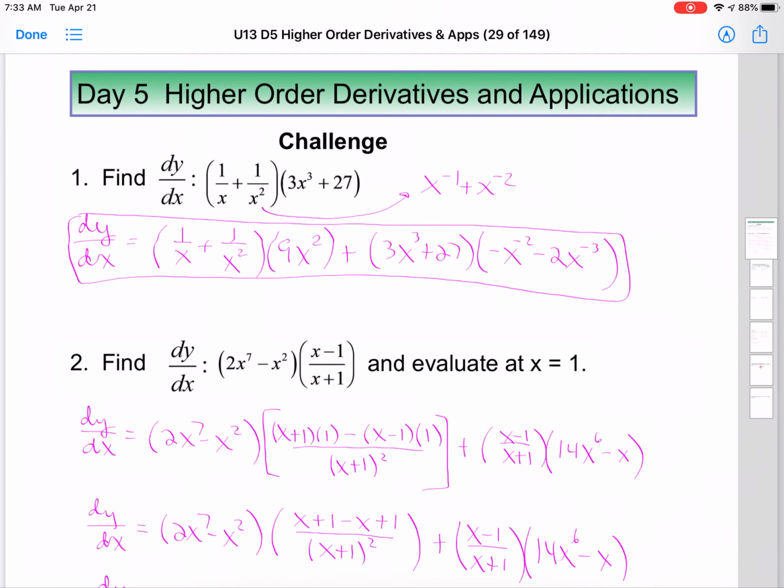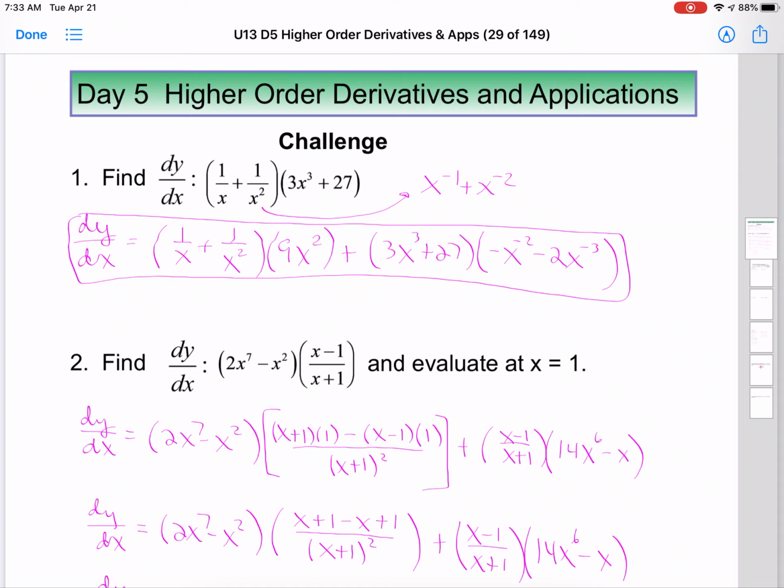Okay, guys, day 5, higher order derivatives and applications. So I have 2 challenges on here. The second one is really hard, and I don't want to get you all confused, so we probably just won't do that second one. But let's take a look at the first one.